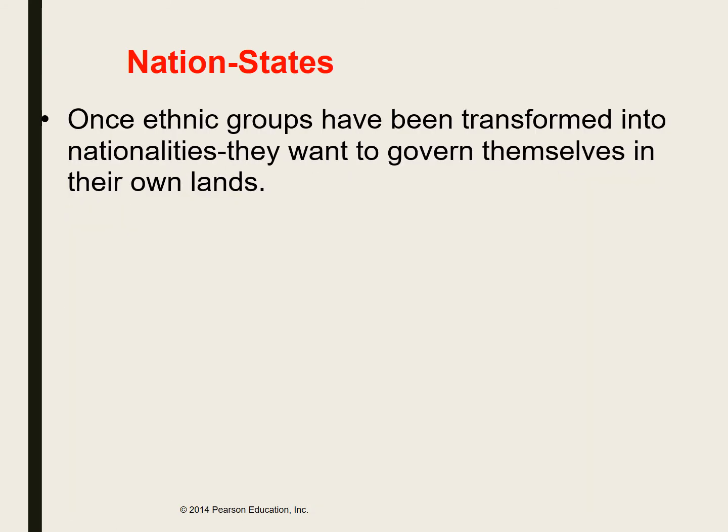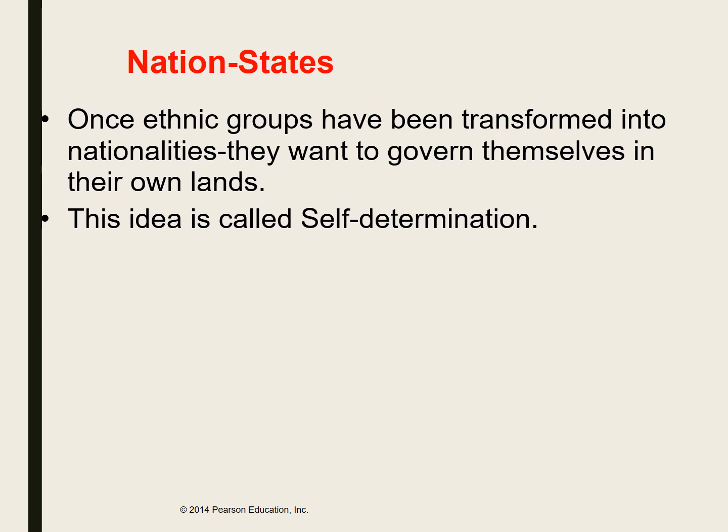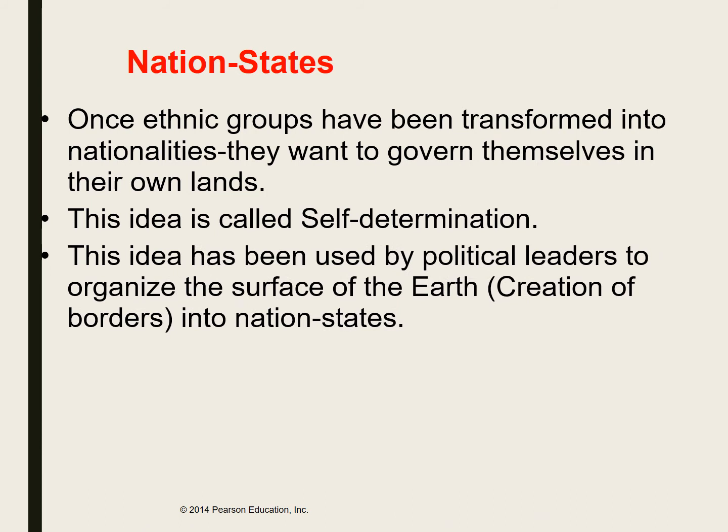Once ethnic groups have been transformed into nationalities, they want to govern themselves in their own lands. This idea is called self-determination. We will determine how we live our lives. We will determine the rules that we live under, the laws. We will determine our government. It's been used by political leaders to organize the surface of the earth. And of course, as these groups got bigger and as they got closer to each other, borders were created. And so you had nation states.